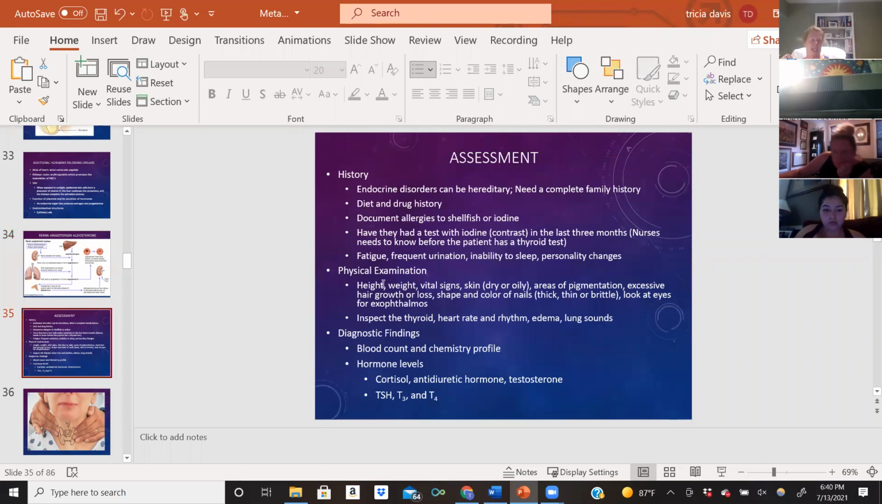All right, so when we are looking at these patients and we are doing a history, we want to find out if they have any past medical history of any type of endocrine issues in their family, because endocrine disorders tend to be hereditary. So you need to do a complete family history. So we want to know moms, dads, grandparents, sisters, brothers, aunts, uncles. We really want to know about everyone in the family.